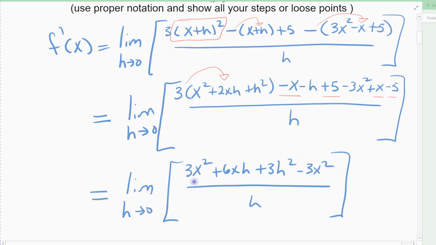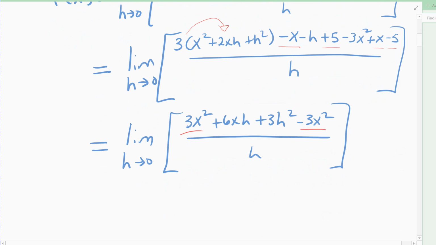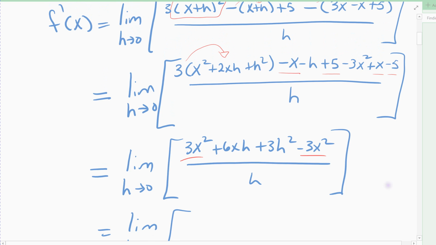All right, now the 3x squared cancels with the negative 3x squared. So I've got to where all my remaining expressions have h's in them. And I left off an h. I missed that h there. So, right, I missed this guy. All right, so I should have 3 expressions with h.